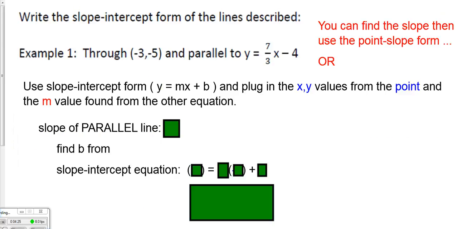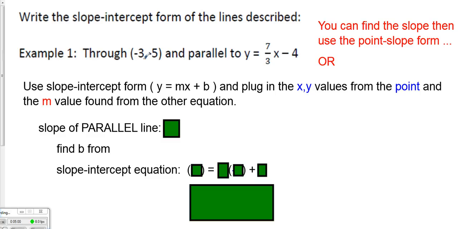So let's go over an example of that. You need to write the slope-intercept form of the line that describes each of these examples. Now note, a question has come up before: can you just find the slope that you need to use, then use your point-slope form, like we did in our last video, and change it into slope-intercept form? You can do that. These steps, I think, will be a little bit faster. Or you can do it this way. I'm going to show you what I think is a little bit faster way to do it.